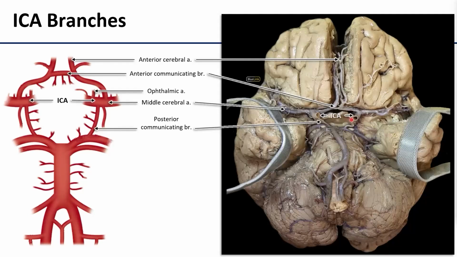And that anastomosis between the anterior and posterior supply here is that posterior communicating branch, which comes from the ICA and is going to anastomose with some branches of the vertebral arteries back here.